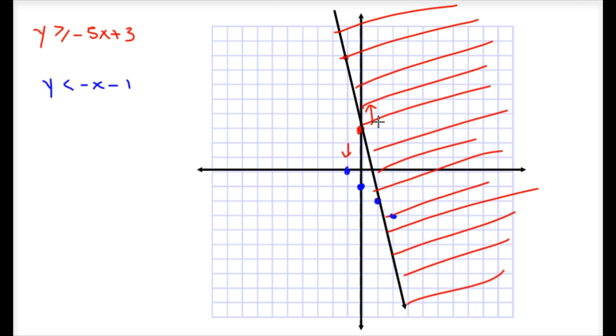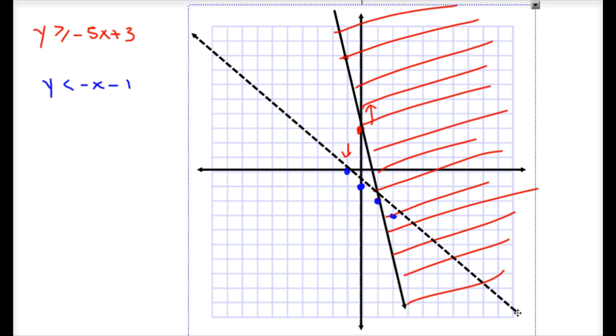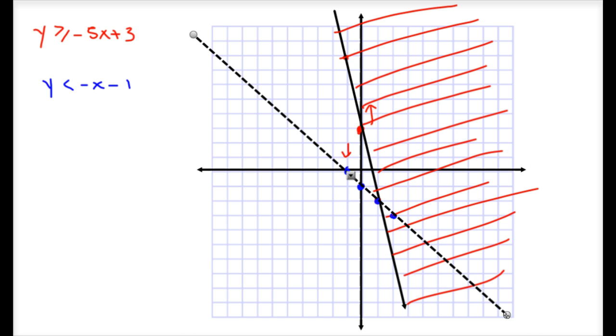And I'm going to draw this line here. This line is going to be a solid or dotted, which one? Dotted, because it's just less than. So let's get that equation in there. Have a dotted line going this way. Okay. And which way do I shade this line?